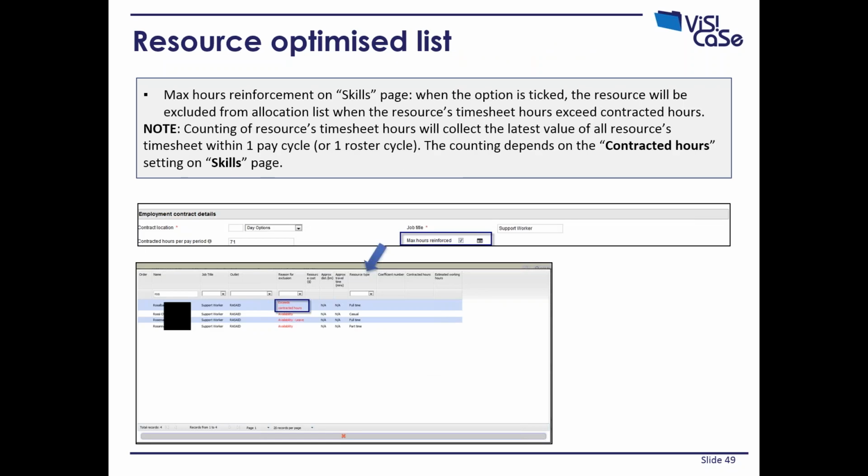There is also the option to enforce this max hours. By ticking this, it now becomes a hard validation, meaning that if this resource has worked over the contracted hours, it will no longer have the ability to be selected at all. In this picture here, we can see this little tick box, and you cannot select them at all. It's a similar validation to being unavailable and having clearances expired. These can both be done from the skills page, and I'll quickly show you what that looks like.